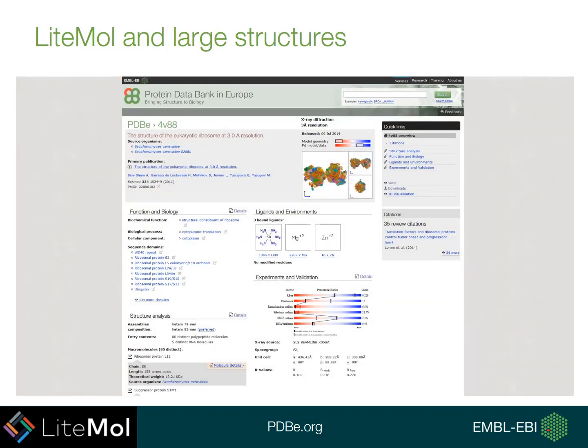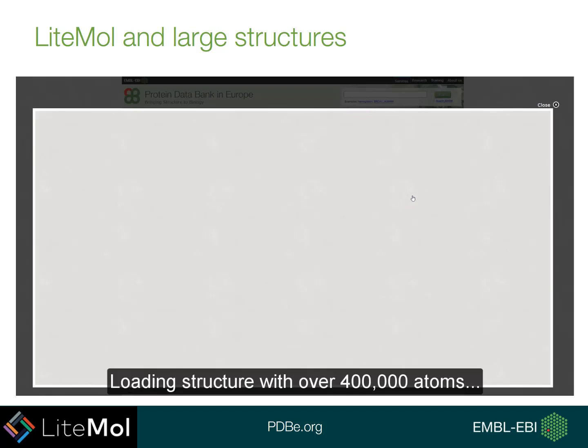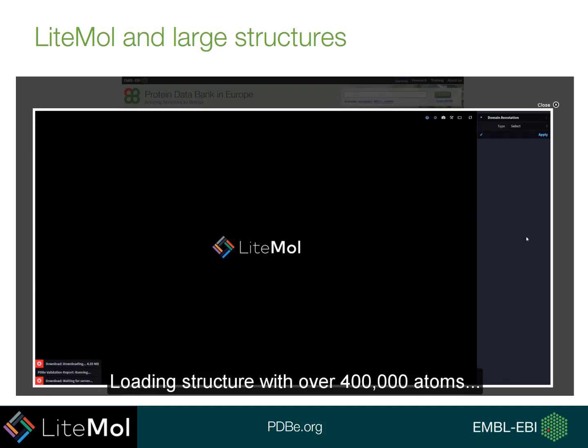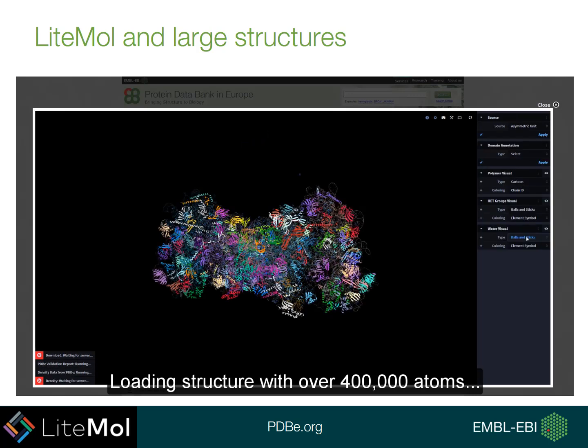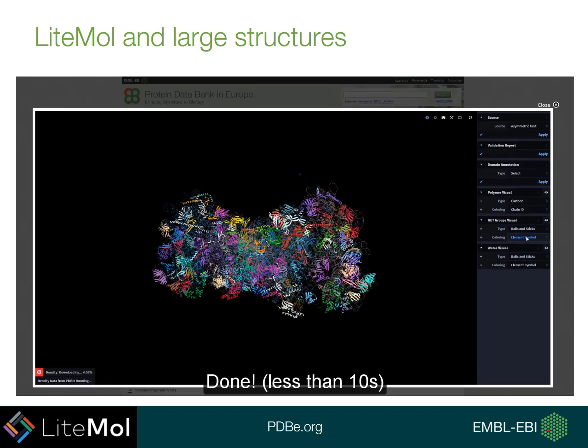I'd just like to illustrate how LiteMol handles large structures with this video example here. So this is entry 4V88, which has 2 ribosomes in the asymmetric unit, which is a really, really big structure. So this is loading over 400,000 atoms and doing this directly in your browser. As you can see, it's already loaded it up, and that took less than 10 seconds.